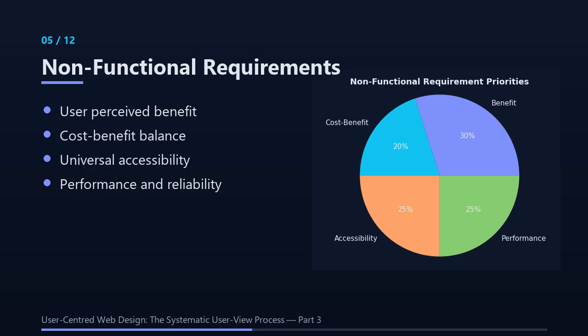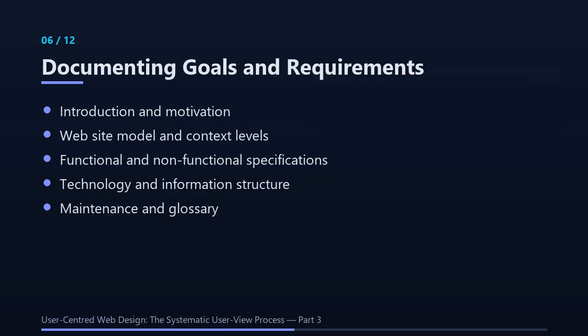Third, the site must be accessible to a broad audience, including people with disabilities, different devices, and varying bandwidth conditions. Finally, performance metrics such as load time, uptime, and response speed are critical for maintaining user trust and satisfaction. While these requirements are less visible than functional features, they are essential for long-term success and often become the deciding factor between a good site and a great one. A well-structured document serves as the single source of truth for the entire development team.